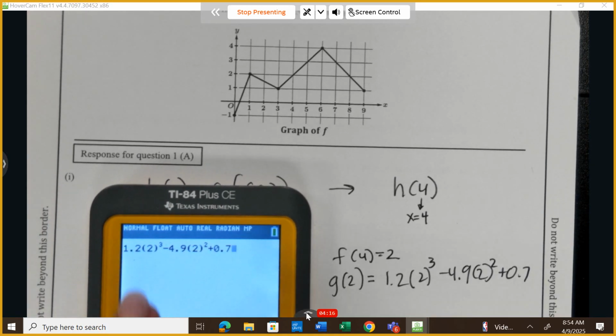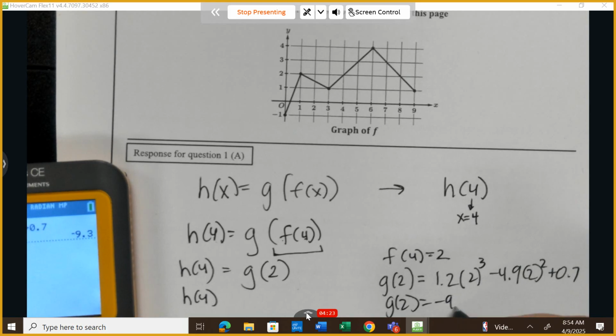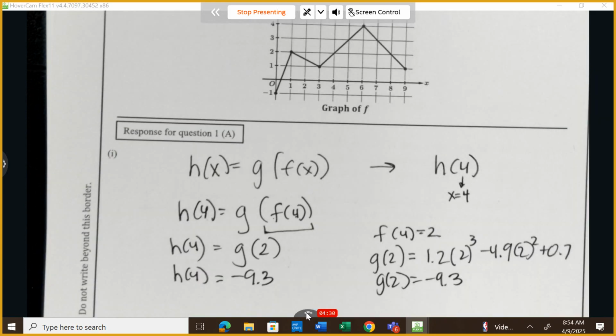And I want to make sure I plugged it in correctly. That all looks great. Okay, so here's what I have. I have g of 2 is equal to negative 9.3. So here we go, negative 9.3. I am not circling anything.